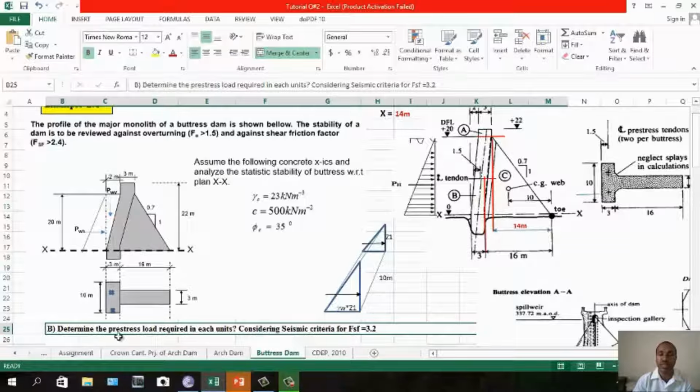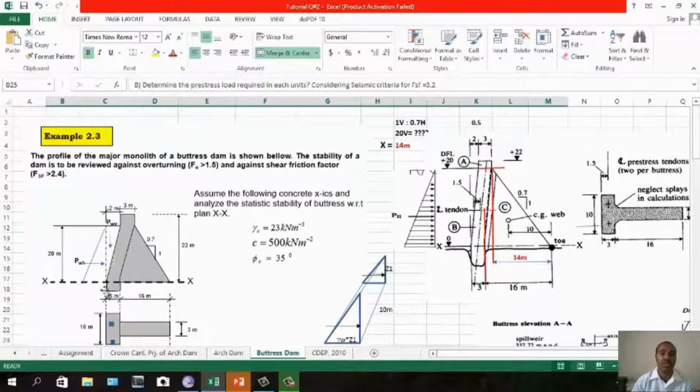The second problem is to determine the prestress load required in each unit, considering the seismic criteria, where the FSF must be 3.2. So I think you have to divide this cross section into three portions. Portion A, just above the design flood level, this rectangular portion, just to calculate self weight; B, this rectangle up to the base contact; and C, this triangular portion.